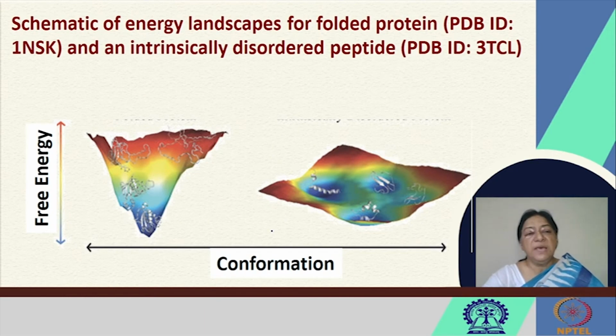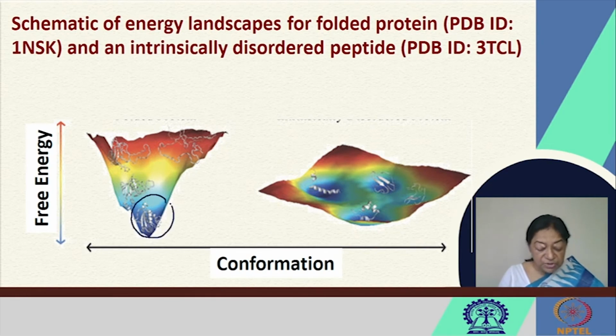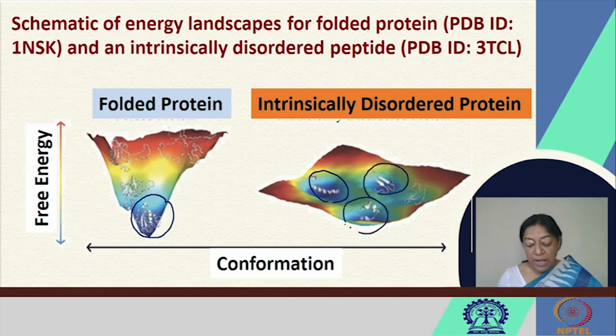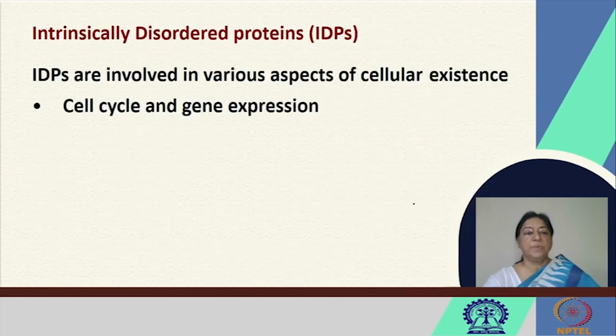A schematic of the energy landscapes for the folded protein and an intrinsically disordered peptide indicates that the folded peptide has a native structure, but the lack of a native structure gives the disordered peptide different possible conformations because of the flexibility and because of the lack of the hydrophobic core.